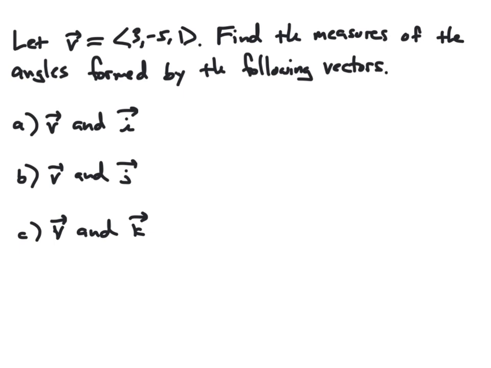Next, we want to perform the same calculation with a new vector, this time with the vector v given in component form as 3, -5, 1. Here we want to find the measure of those angles formed by the vectors v and i, v and j, and v and k. You can pause the video and try the example yourself, then resume the video to see the solution in a few seconds.